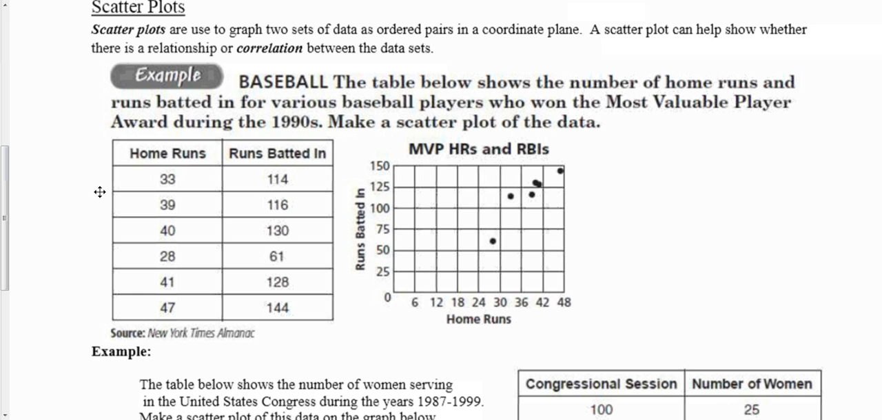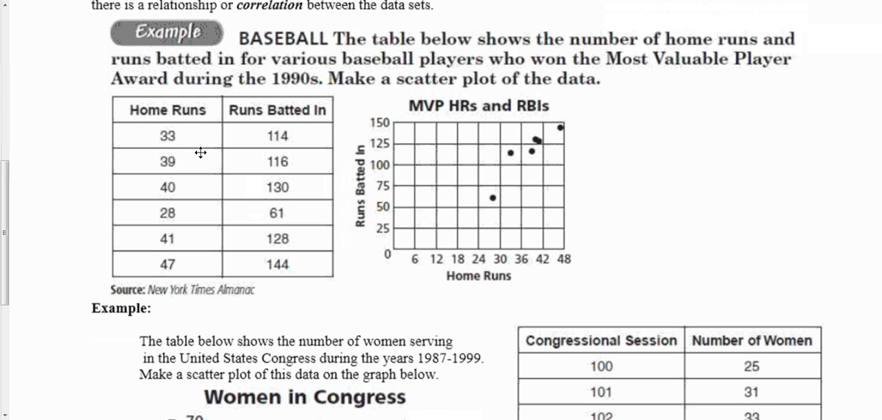Well, they didn't give us the name of each player, but we have a list of how many home runs each person hit, and to go along with the home runs that they hit, also the runs batted in, or the RBIs. So if this person hit 33 home runs, they also happen to hit 114 RBIs. This person down here happened to hit 41 home runs and 128 runs batted in.